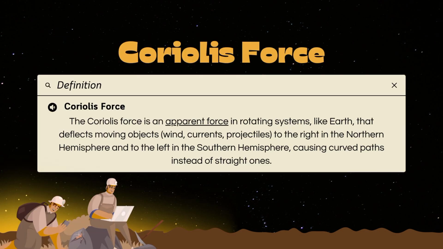Next, we have the Coriolis force. By definition, the Coriolis force is an apparent force in rotating systems, like Earth, that deflects moving objects, for example wind, currents, and projectiles, to the right in the northern hemisphere and to the left in the southern hemisphere, causing curved paths instead of straight ones.